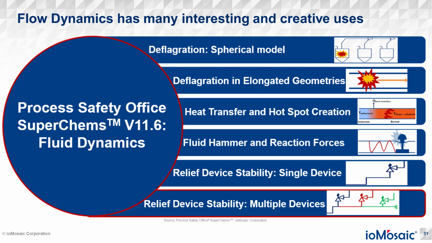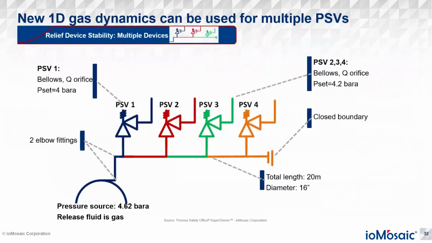But again, I think the really cool part is multiple devices. So how can we use the 1D dynamics for multiple devices? In this example, I've got 4 devices, quite large in terms of size. We've got one at a P set of around 4 bar, and the others just slightly higher. We've got a closed boundary, so the pipe is stopped after the 4th PSV.